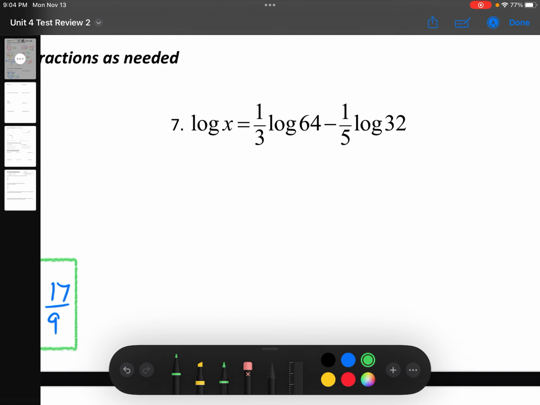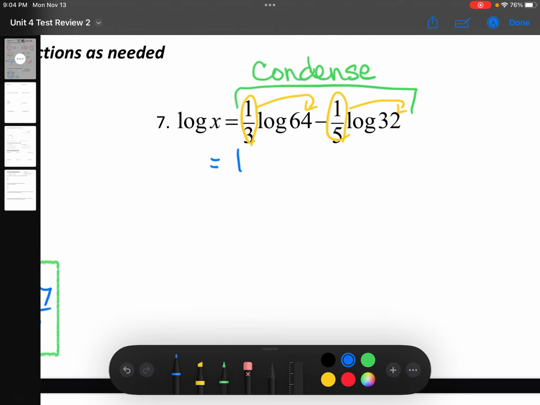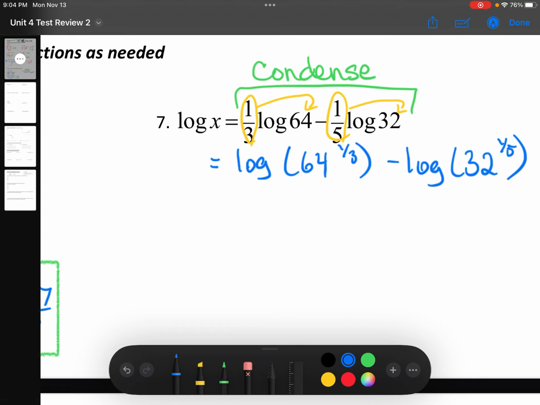Let's look at 7. We have a bunch of stuff going on here on the left. On the right, we have multiple logs. We want to condense those into a single log. So log of x will equal, when we condense into a single log, coefficients become exponents. So we'll have log of 64 to the 1/3 power minus log of 32 to the 1/5 power.